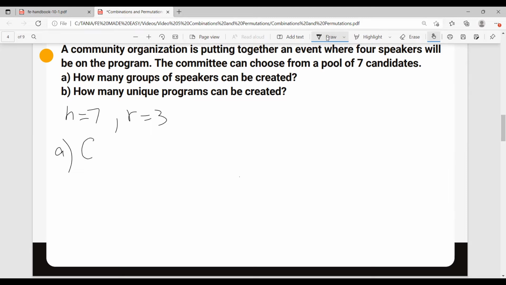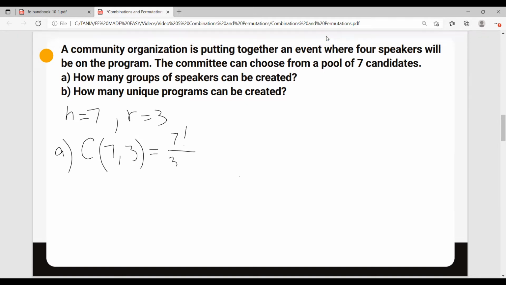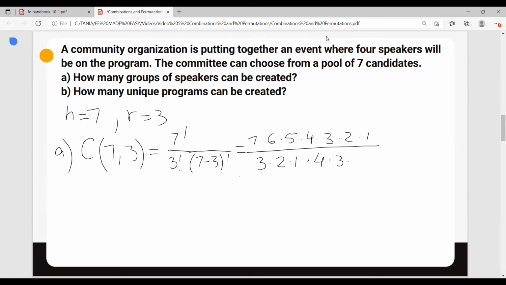So right away, you're thinking about combination of 7, 3 equals 7 factorial over 3 factorial, 7 minus 3 factorial. This will be 7 times 6 times 5 times 4 times 3 times 2 times 1 over 3 times 2 times 1 times 7 minus 3 is 4, so I will have 4 times 3 times 2 times 1 equals 35.